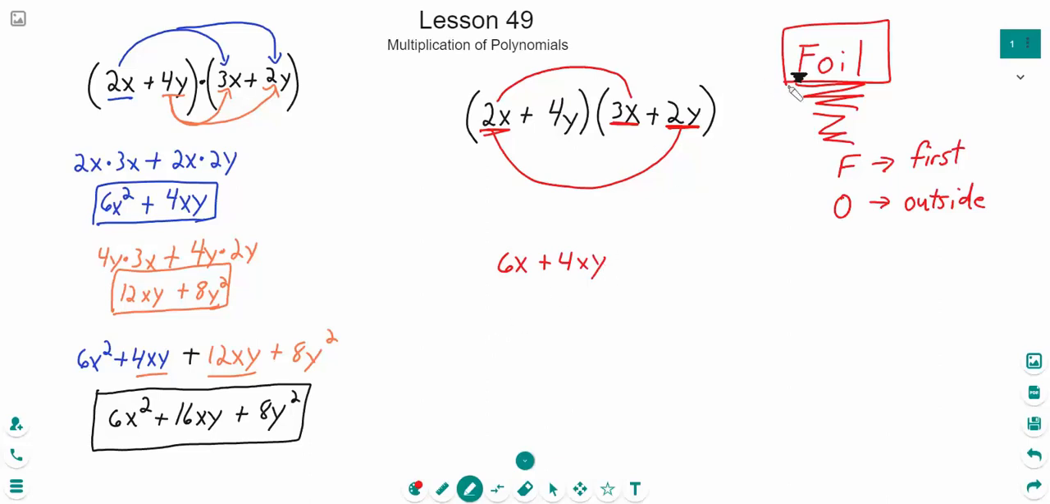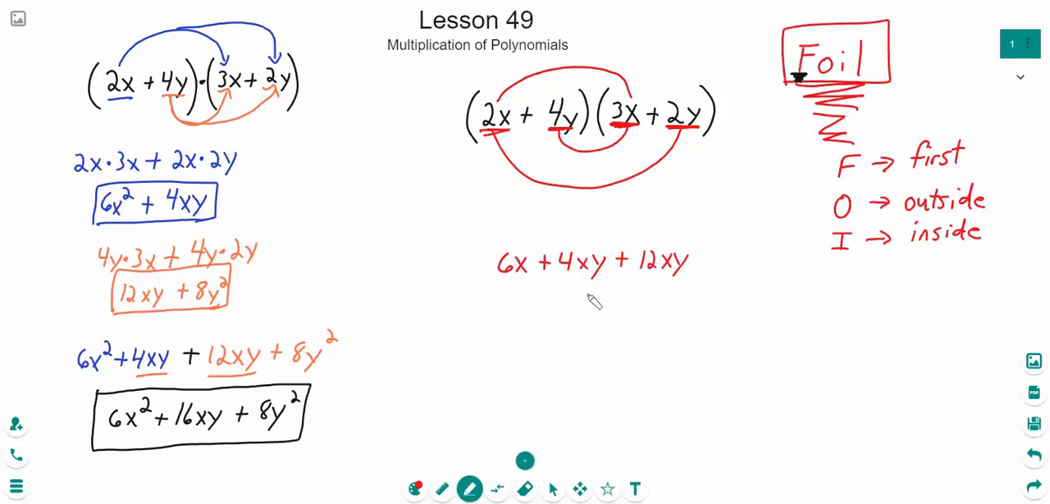Okay? Then we have our I. And I'll use a capital I. I stands for inside. So we did the outside. Now we do the inside. So we take the inside terms, this term, the 4y term, and the 3x term. And we're going to multiply these two by each other. Okay, so we have a plus 4y. Oh, well, back this up. We can do this in our head. 4y times 3x is going to give us 12xy.